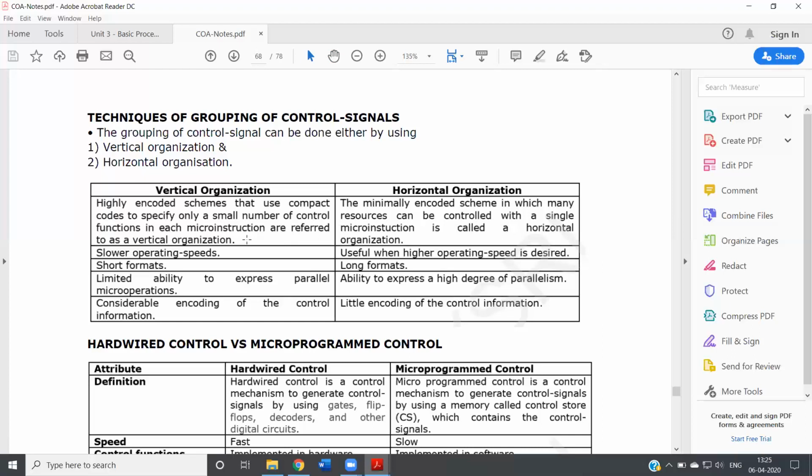Here it says if I have 8 micro instructions, I may require only 3 bits to represent them in vertical organization. However, in horizontal organization, each one requires a different set of bits. To represent 8 micro instructions, I require 8 different combinations, whereas in vertical organization, I may require only 3 bits to represent all those 8 micro instructions. So vertical organization is compact and has shorter formats.